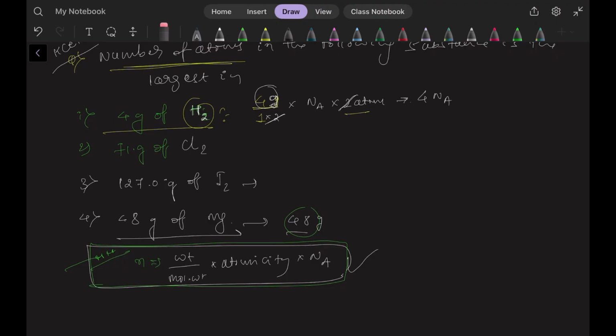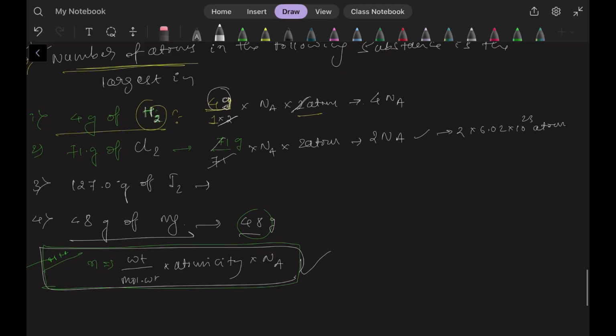Second, number of atoms in chlorine. 71 gram of chlorine divided by the molecular weight of 1 chlorine, which is 35.5. So Cl2 is 2 into 35.5, you will get 71, into Na into how many atoms? 2 atoms are there. So finally you will get 2 Na, that means 2 into 6.02 into 10 to the power 23 atoms are present in 71 gram of chlorine.